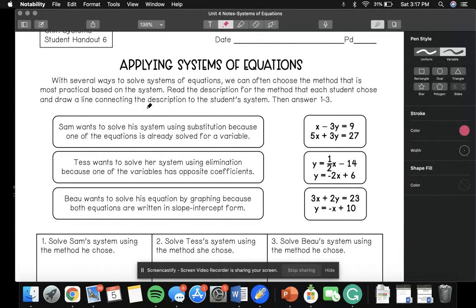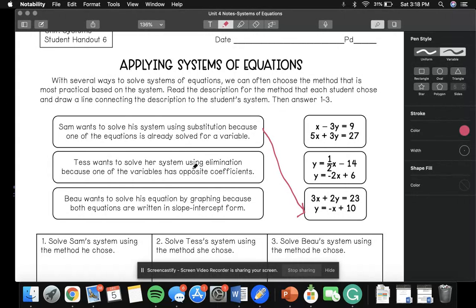Okay, so we have the graphing method, we have the substitution method, and we most recently learned about the elimination method. So Sam wants to solve the system using substitution because one of the equations is already solved for a variable. So if I look here, nothing is really solved for, okay? This one, both of them are solved for. And for this one, one of them is solved for. So when that is the case, that usually means that substitution is the best method, okay?